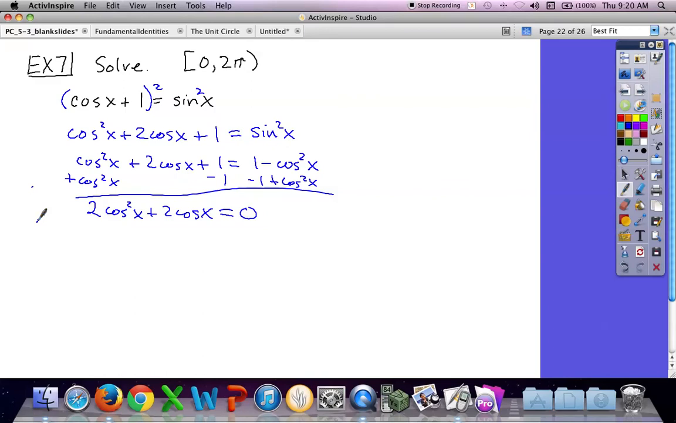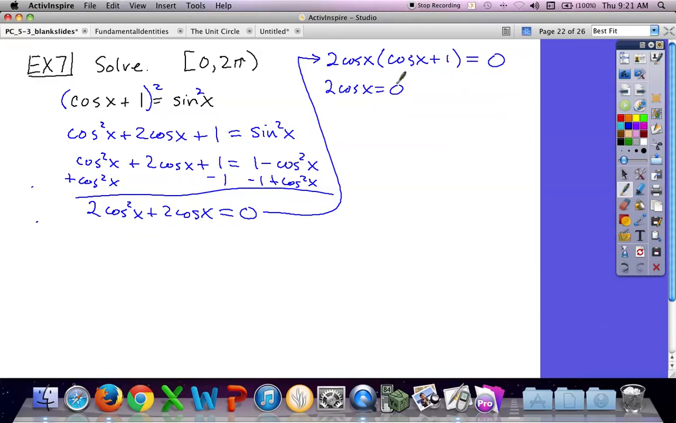And because we don't have a constant term, it won't be that long a process. Just what's the greatest common factor between these two? 2 cosine x, right? So I'll go over here, hopefully avoid going to another page. 2 cosine x times cosine x plus 1. Right? And we factor so we can use the zero product property. That tells us that either 2 cosine x equals 0 or cosine x plus 1 equals 0.